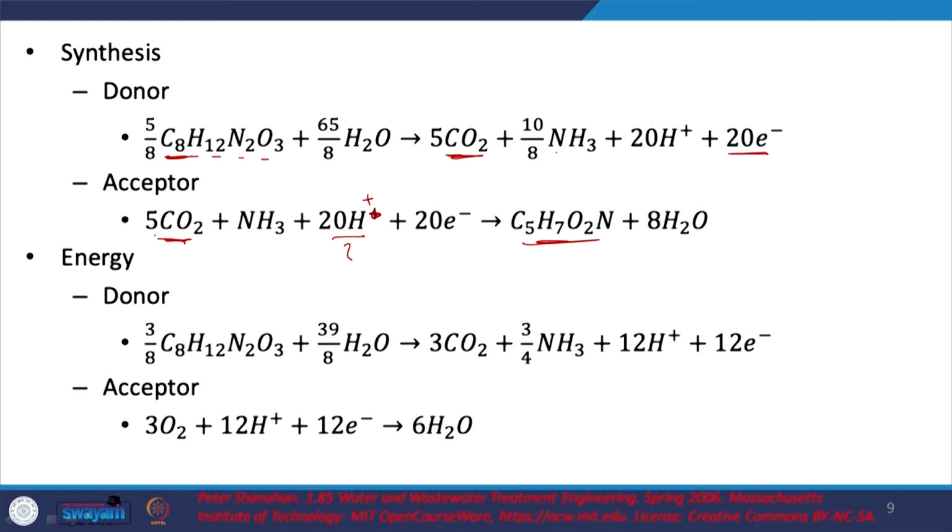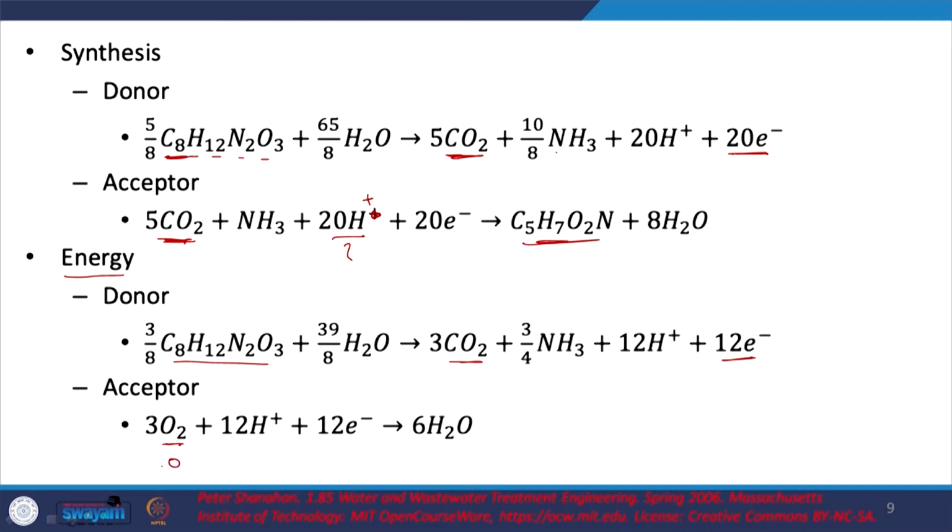But this role of electron acceptor is more clear when we look at energy. So what is the electron donor? It is still the relevant wastewater or R waste, and we see electrons being given out and the more oxidized form. What is the electron acceptor? It was oxygen, and that is what you see.